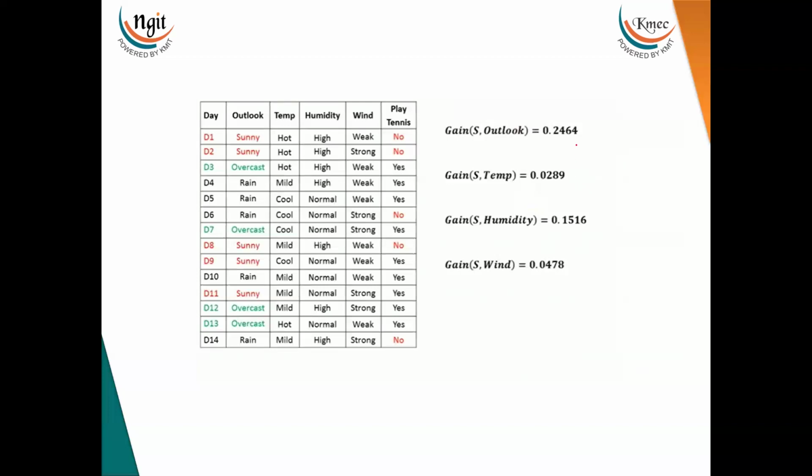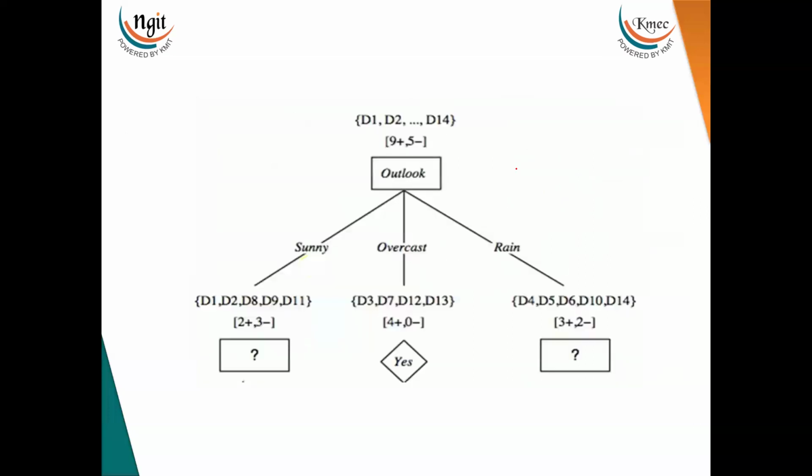Finally, we got these 4 information gains: outlook, temperature, humidity, and wind. Looking at this, which has the highest information gain? Yes, of course, outlook has the highest information gain. So we are going to take outlook as the root node. So how are we going to draw the decision tree? See, outlook. For the total outlook we have D1 to D14, in this 9 plus 5 minus.